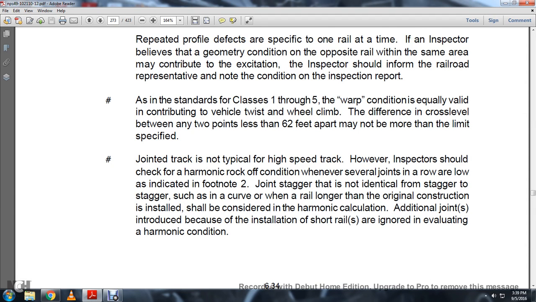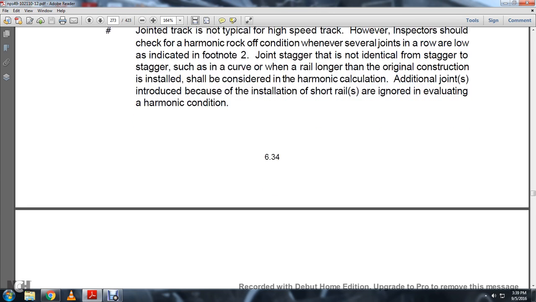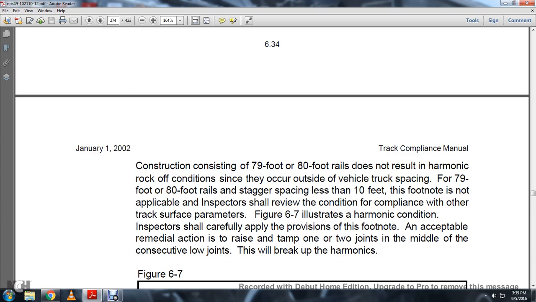Number 2, the joint stagger that is not identical stagger, such as in the curve of the rail longer than original construction, installed with the considered harmonic calculation. Additional joints introduced because of the installation of short rails are ignored in the evaluation of the harmonic condition. Construction consisting of a 79-foot and 80-foot rail does not result in harmonic rock-off conditions since they are outside the vehicle or truck spacing. With 79-foot and 80-foot rail staggered with spacing less than 10 feet, the footnote is not applicable.